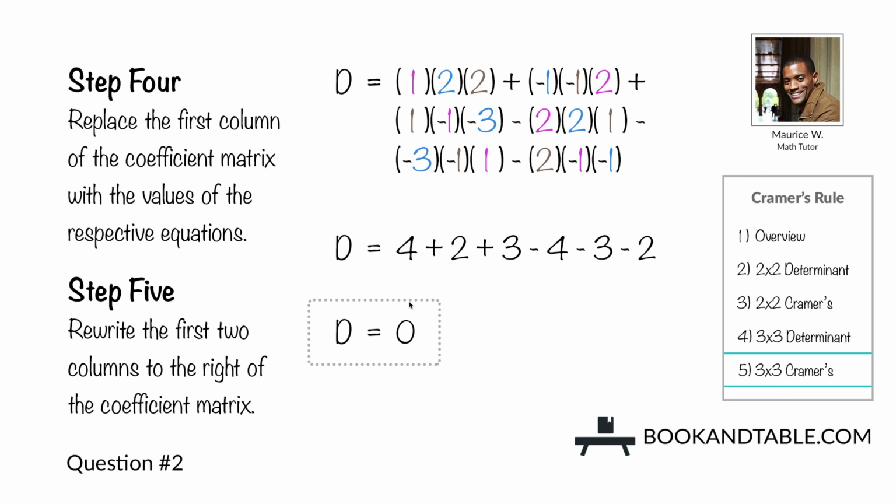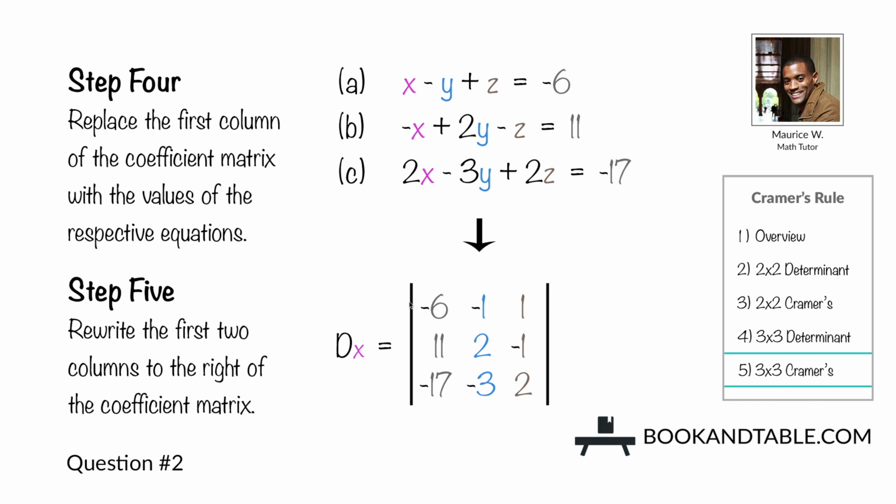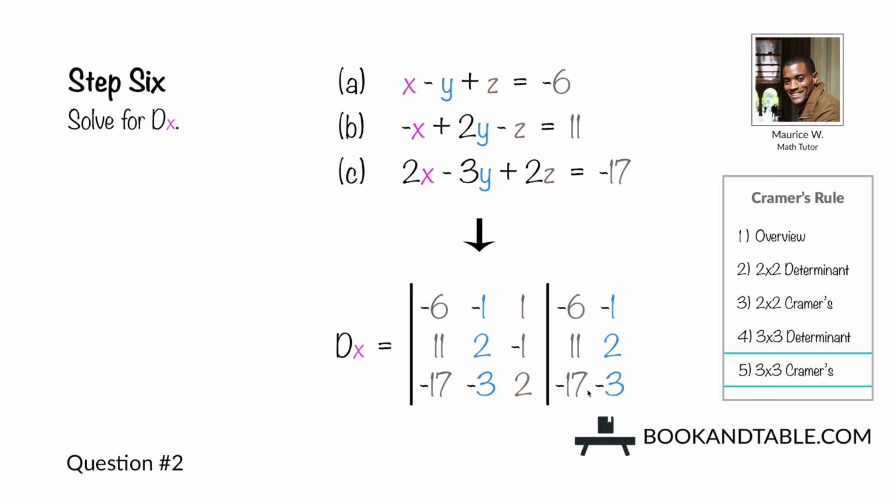So we want to go back to our three equations and replace the first column of the coefficient matrix with the values of the respective equations. So we replace +1 with -6. We replace -1 with +11. And we replace +2 with -17. And we want to rewrite the first two columns to the right of the coefficient matrix and then solve for dx.